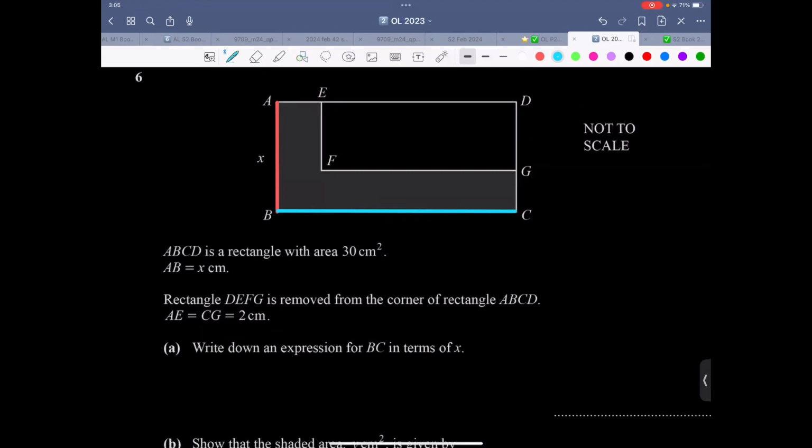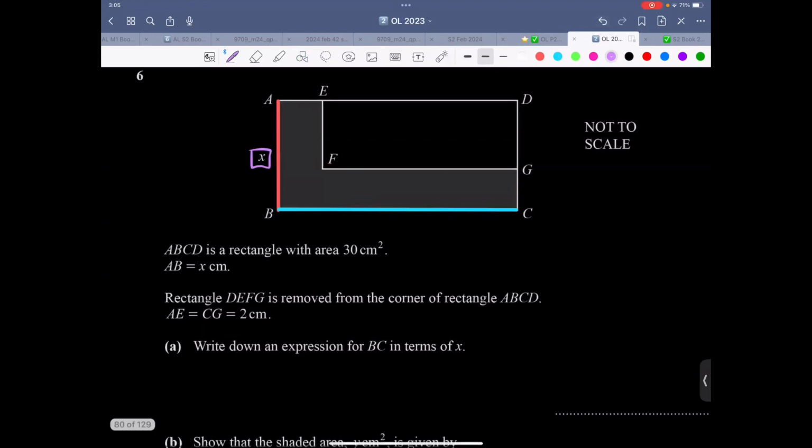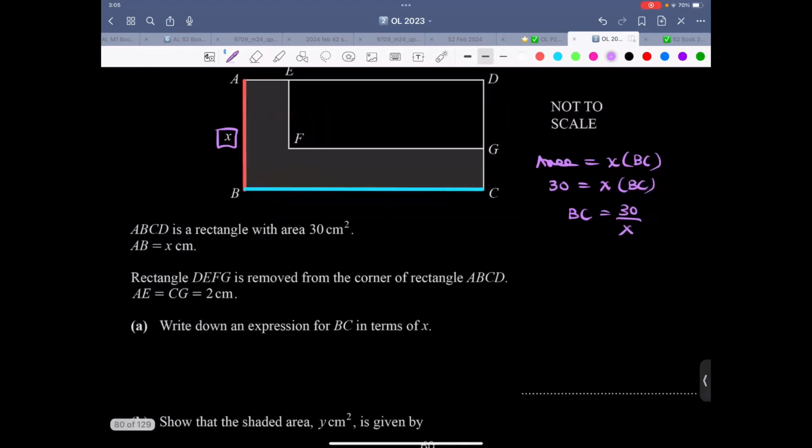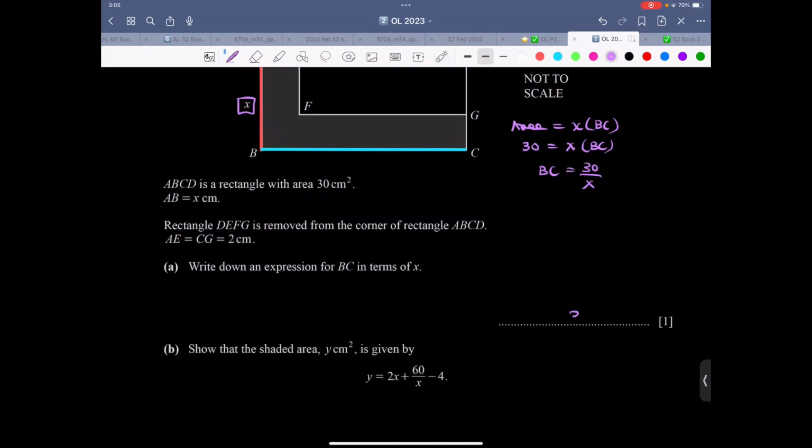So first of all, this thing is X and this thing is BC. So the area is x into BC. Area is 30. This is x. This is BC. Therefore, make BC the subject. That's 30 over x. You can write it directly also. So let me write over here 30 over x.